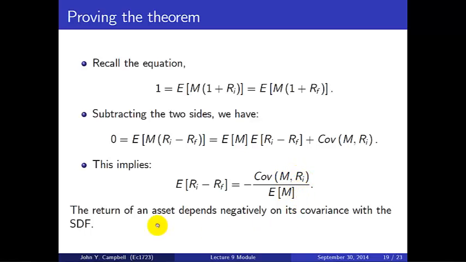This says that the return of an asset depends negatively on its covariance with the stochastic discount factor. That again makes sense because when the stochastic discount factor is high, marginal utility is high, it's a bad time, so an asset that covaries positively with M has insurance value, and that will justify a low expected return.